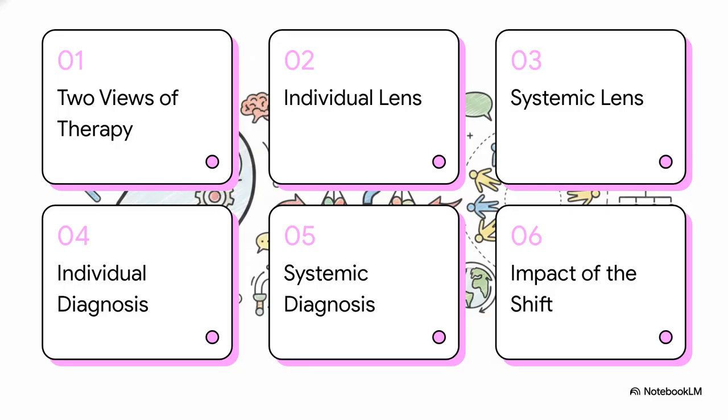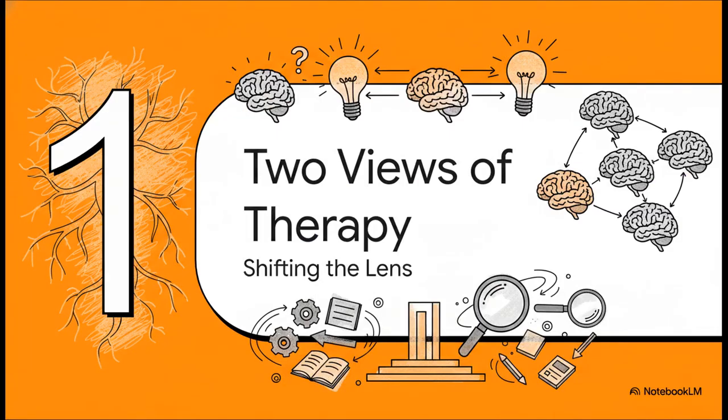Okay, here's our roadmap for this explainer. 1. Two views of therapy. 2. The individual counseling lens. 3. The systemic counseling lens. 4. Individual diagnostic assessments. 5. Systemic diagnostic assessments. And 6. The impact of the shift. Let's dive right in.